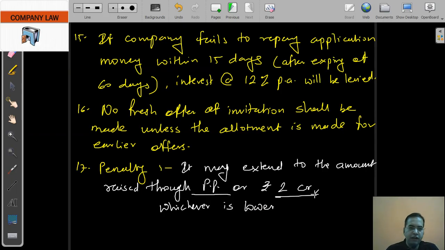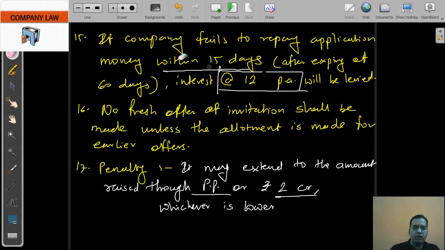So this is a penalty, again very important. What we have studied over here: if the company fails to repay application money, you should not forget the period. The 60 days timeline is given to the company to allot the securities, and if 60 days are expired, then within the next 15 days, the company will have to return the money. And if it doesn't do so, then interest at the rate of 12% per annum can be levied.